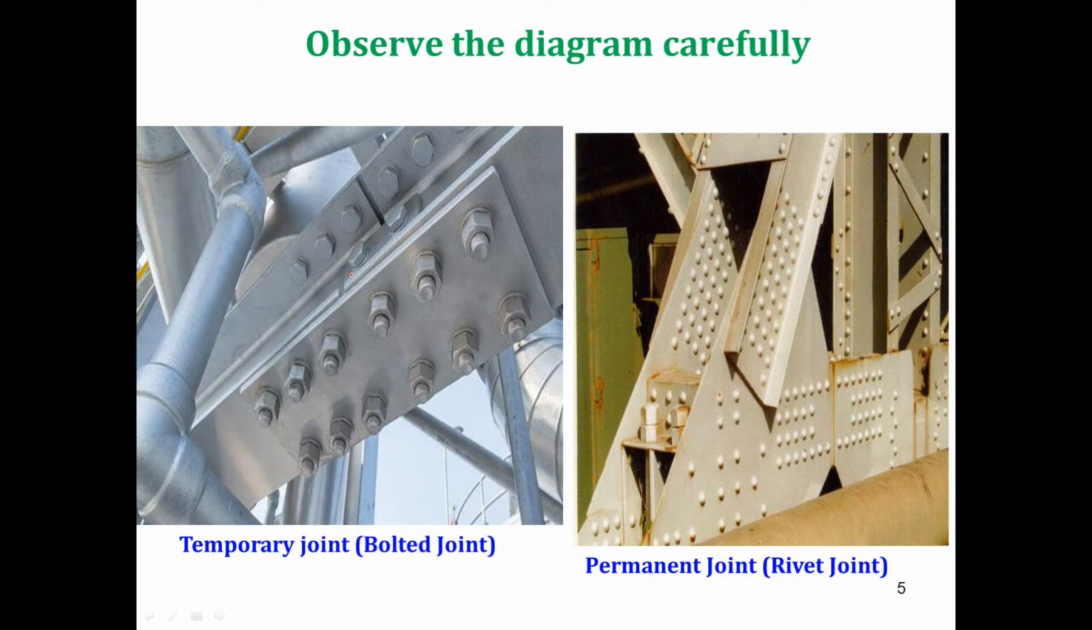I can see that. See, this is a bolt. Say this is your plate A, and this is your plate B. So I have joined plate A with plate B by bolt. So it is a bolted joint.